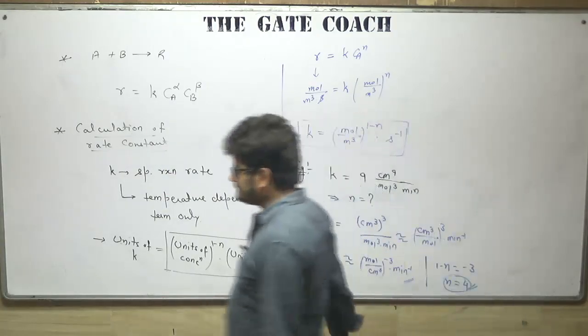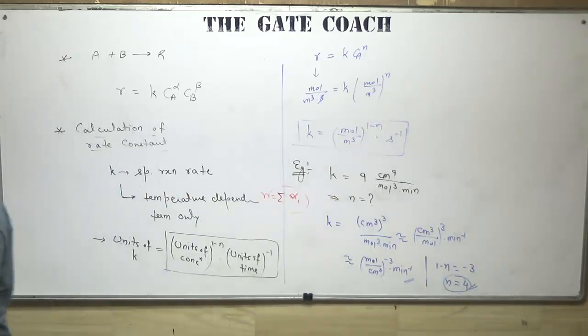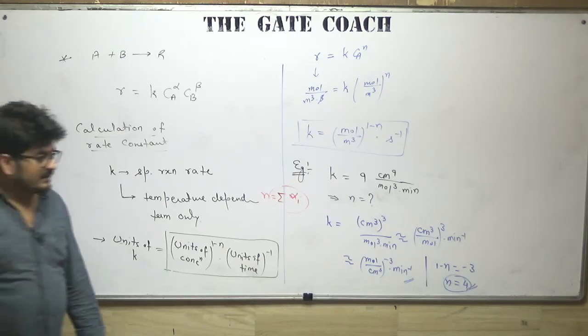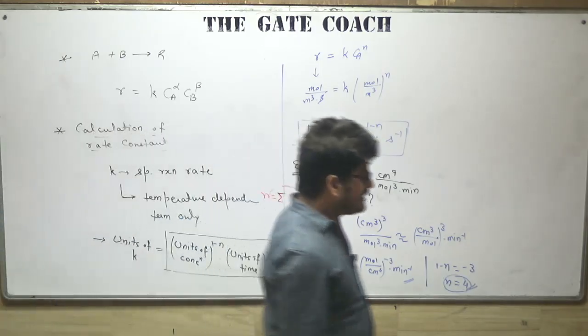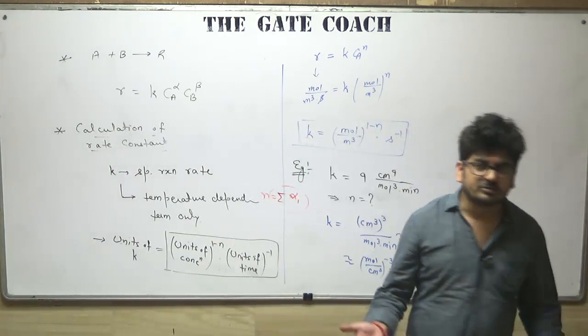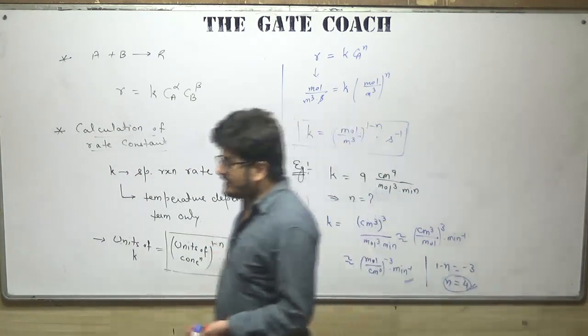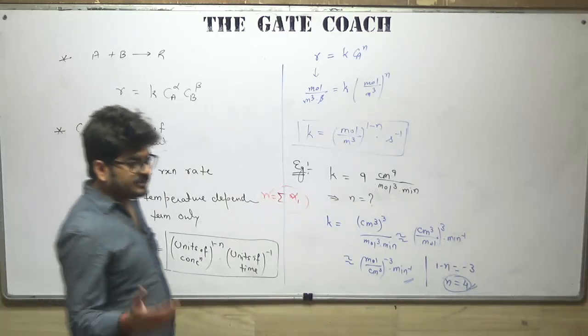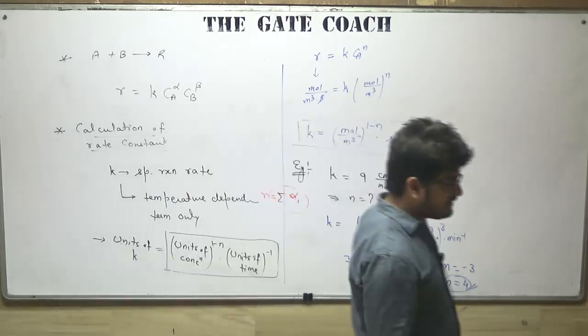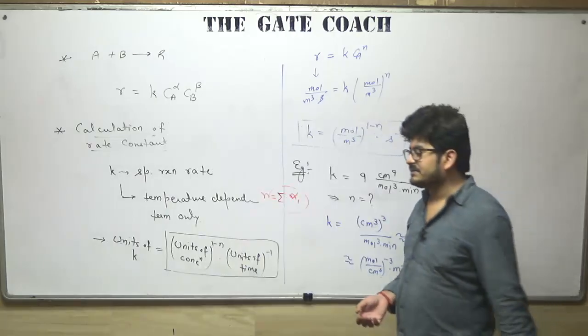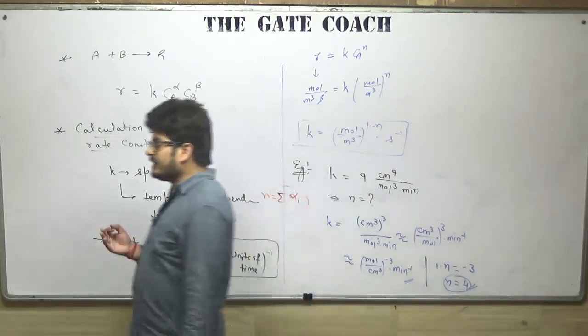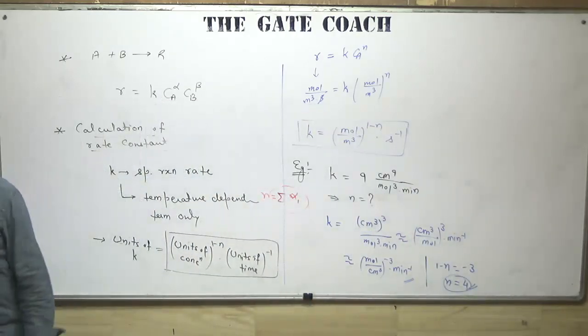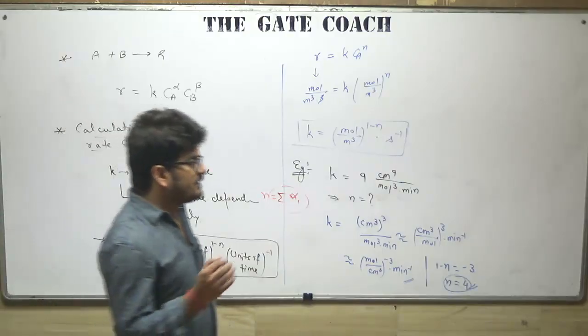Simple. Tell me the answer, like 1, 2, 3, 0, infinite, -1, -2, whatever it is. 1 by 2, 3 by 2, 0.5, -0.5, whatever is the answer. For which order of reaction will the rate constant K be unitless?